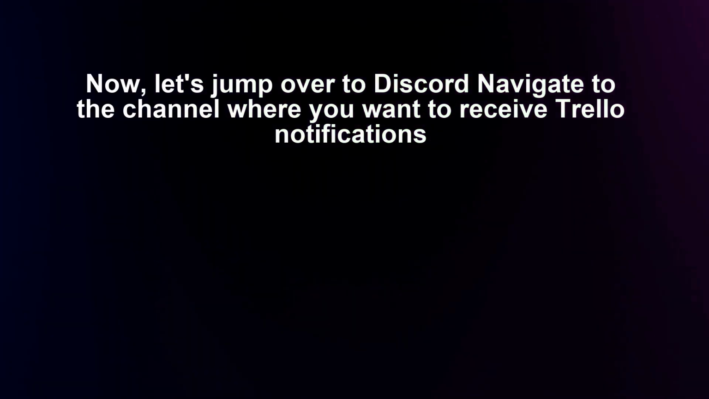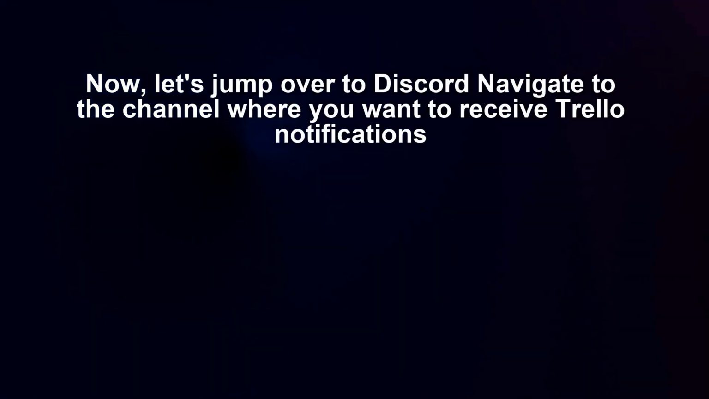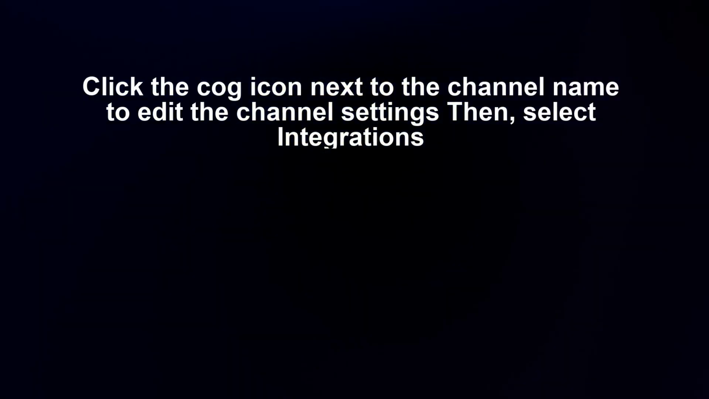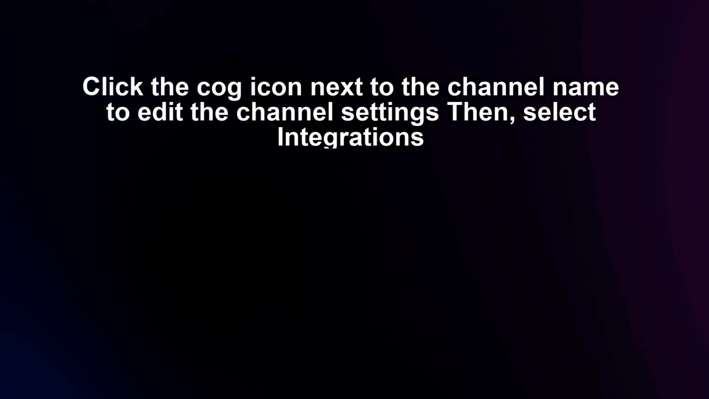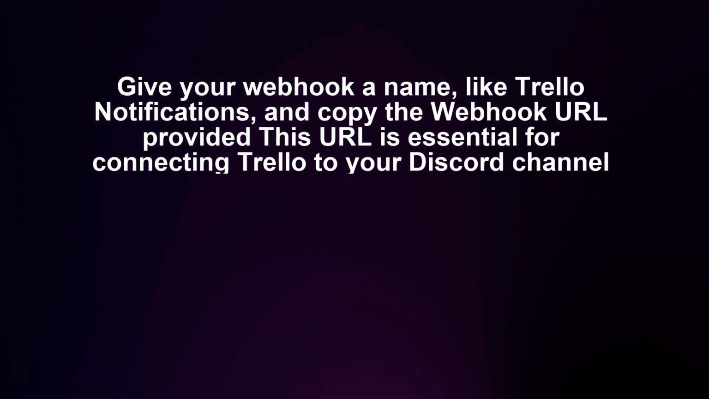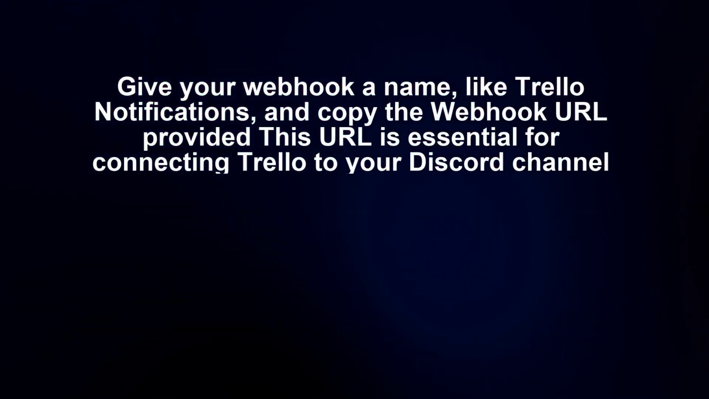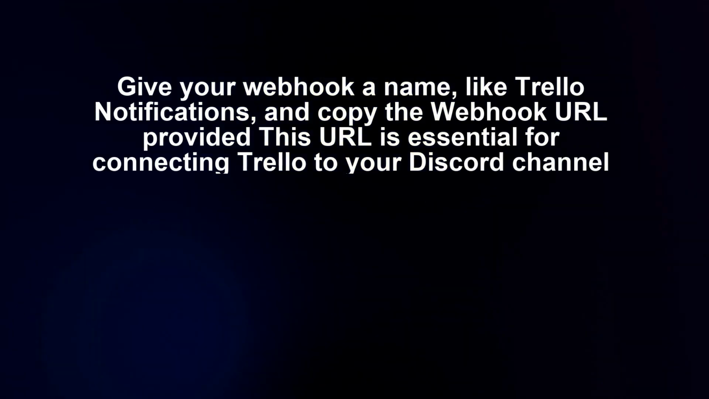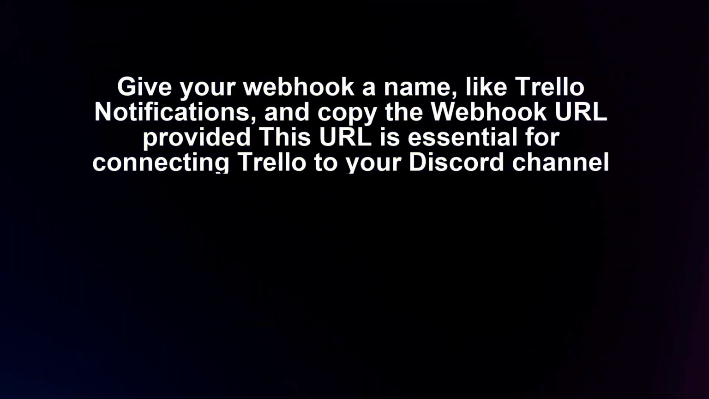Navigate to the channel where you want to receive Trello notifications. Click the cog icon next to the channel name to edit the channel settings. Then, select Integrations. Choose Webhooks and click the Create Webhook button. Give your webhook a name, like Trello Notifications, and copy the webhook URL provided. This URL is essential for connecting Trello to your Discord channel.